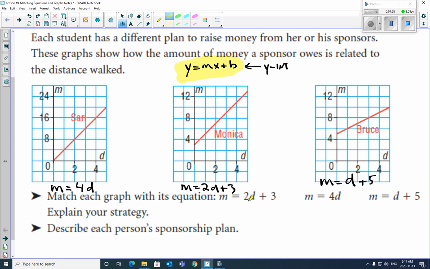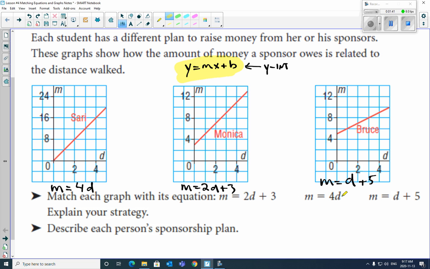But let's double check the slope here too. This is a 2 over 1, which means we go up 2 over 1, up 2 over 1, up 2 over 1. So that works in this case. So Monica is the m equals 2d plus 3.